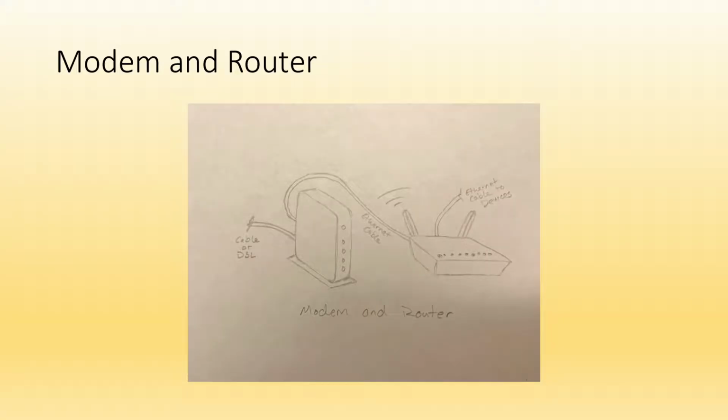So if you have a modem and a router separate, so two different devices, not combined into one like the last one, you're going to go over a lot of the same basic troubleshooting steps that we just talked about. So what you'll start with is you'll disconnect your router from your modem.